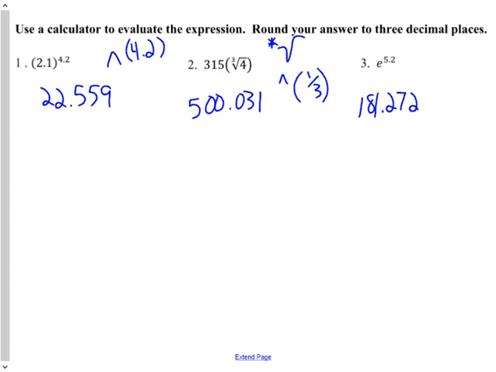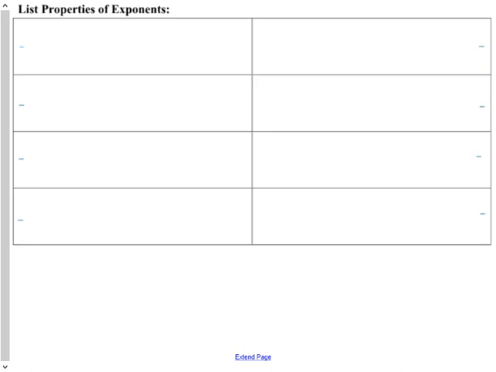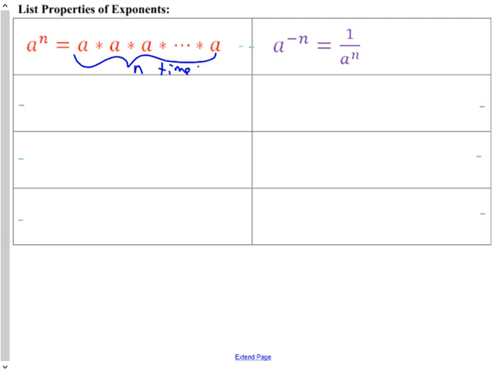Moving on, what are the properties of exponents? Pulling them out, what does it mean? a to the n means we have a times itself n times. a to the negative n is the same as 1 over a to the n. Next, if we're multiplying and we have the same base, we can add those exponents. x squared times x cubed, we just ask how many x's do we have? 2 plus 3 equals 5. So multiplying with the same base means we can add. Dividing means we can subtract.